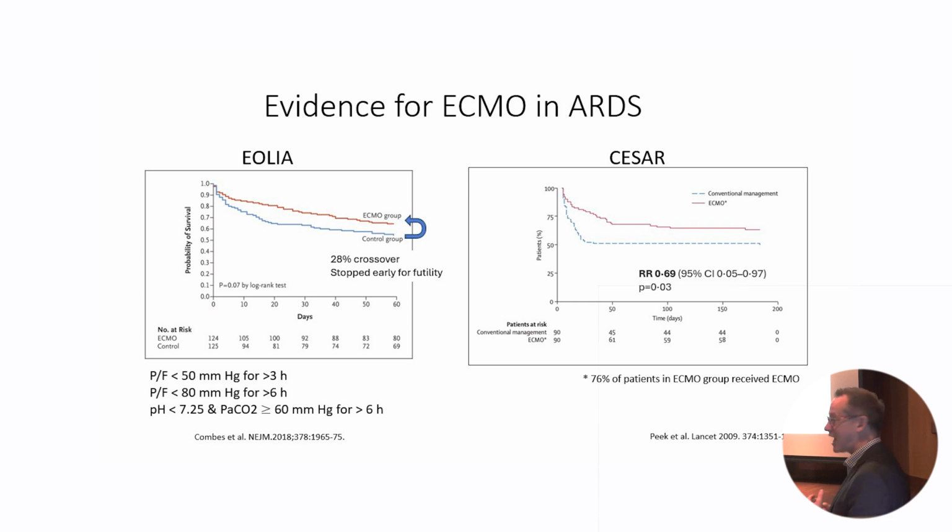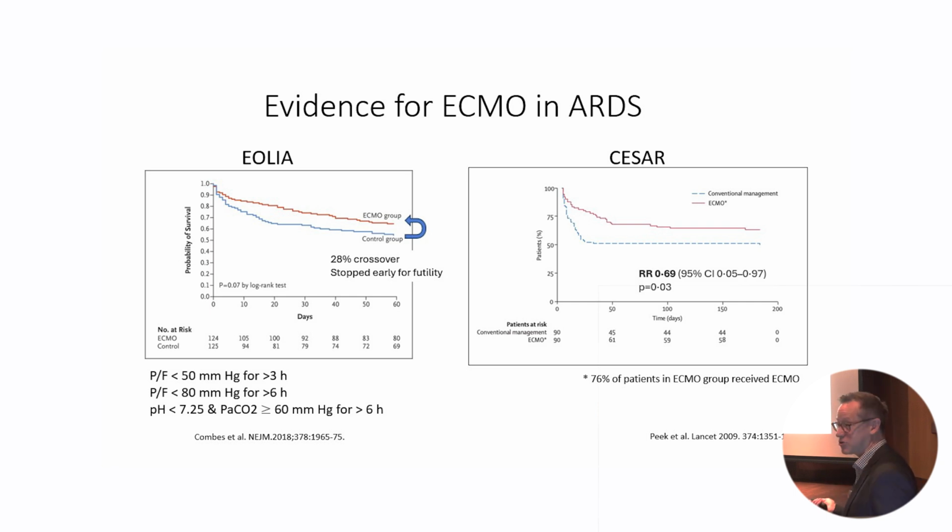So even though the top line result of this trial was that it was a negative trial because the p-value was greater than 0.05, I think most of the world has interpreted this as actually pretty strong evidence for the use of ECMO in ARDS.